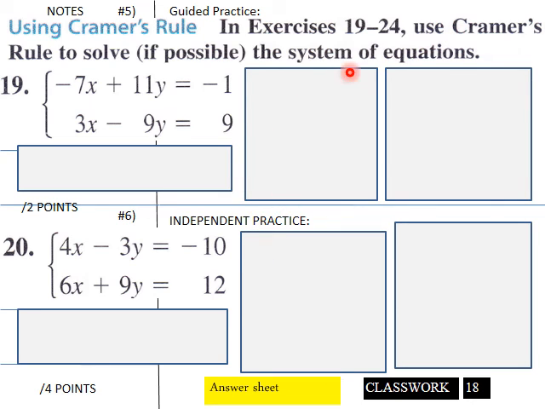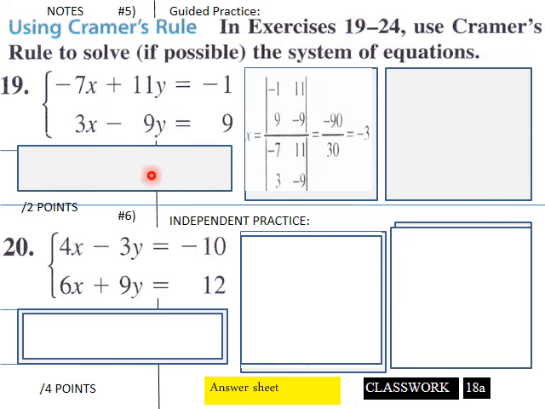So let's try one now. Use Cramer's rule to solve, if possible, this system of equations. So to do this first one, we end up with our negative 1, 11, and then 9, and then negative 9 here for our x. And then in our denominator, we have our coefficient matrix down here, which comes out to negative 90 over 30, which equals negative 3 for x.